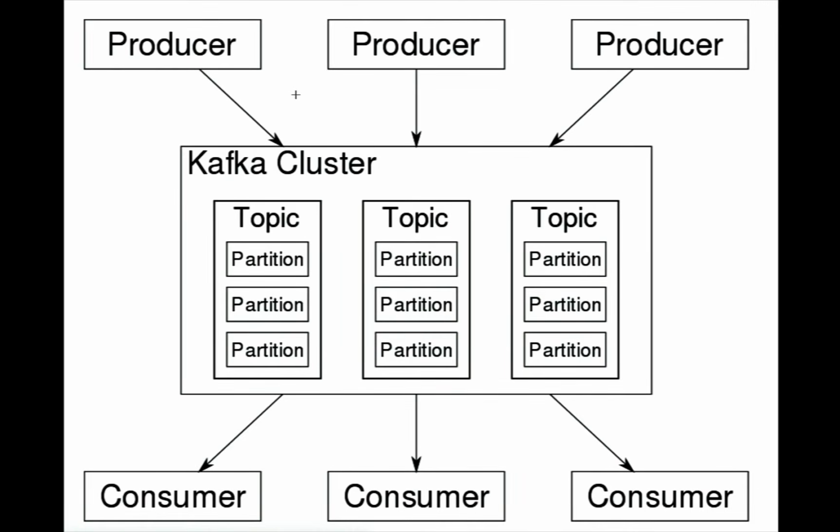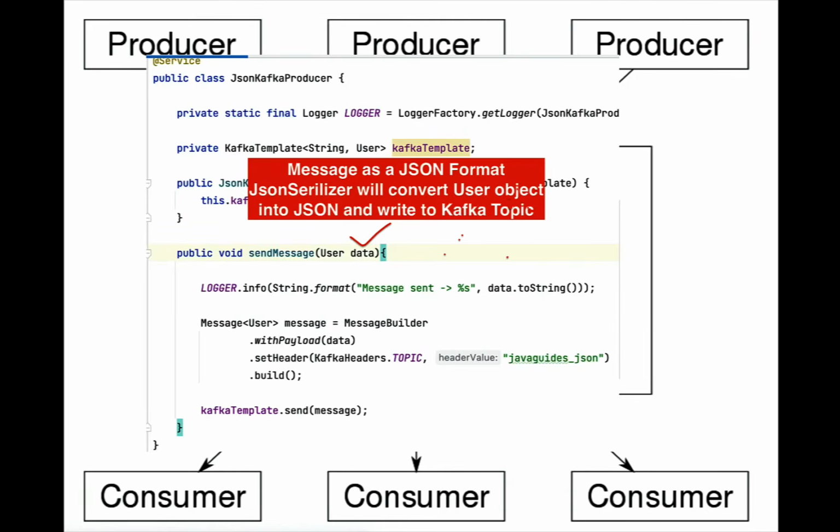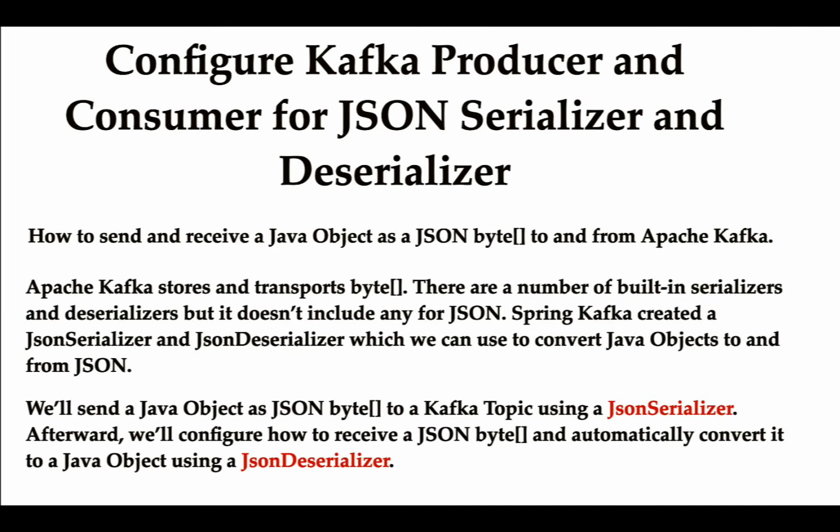Well, sometimes we may have a requirement to write a Java object as a JSON to the Kafka topic, and the consumer will consume that JSON and then convert it into a Java object, right? In upcoming lectures we will see how to send and receive a Java object as a JSON byte array to and from Apache Kafka. Apache Kafka stores and transports byte arrays. There are a number of built-in serializers and deserializers, but it does not include any for JSON.